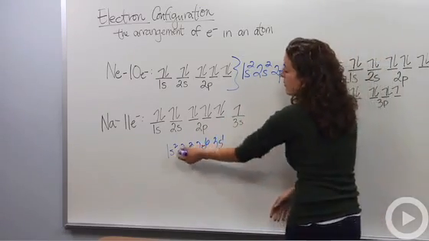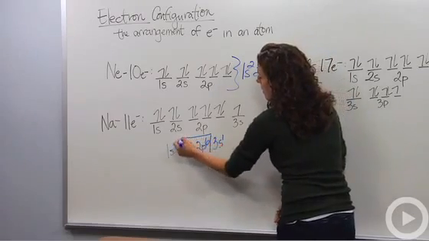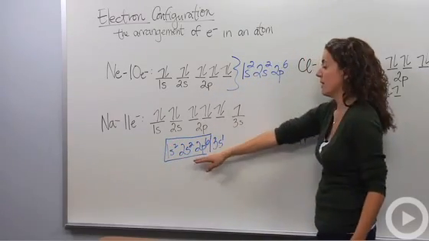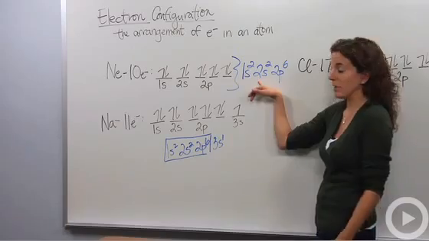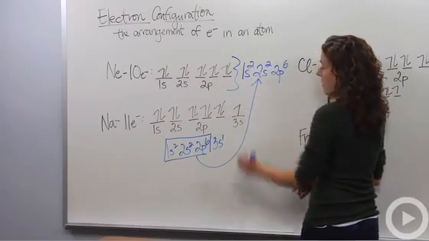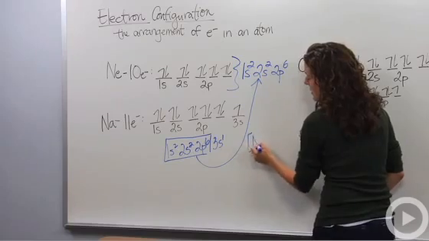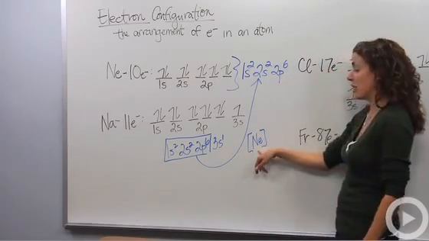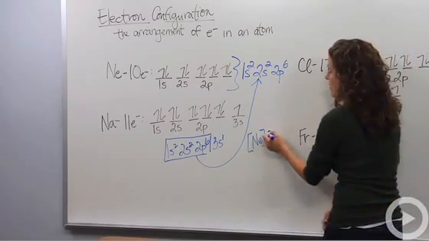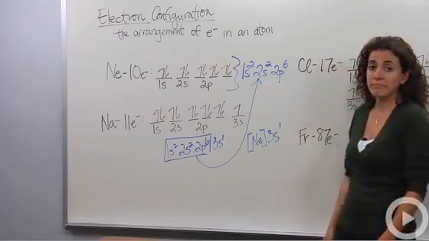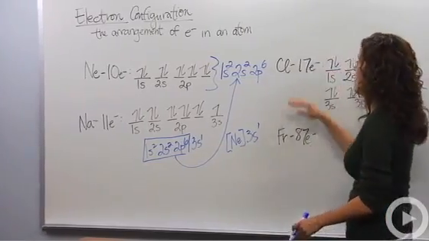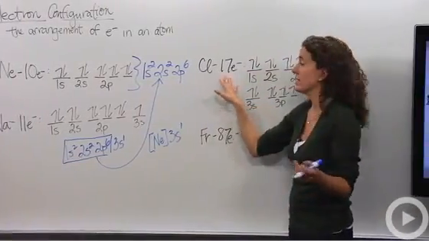Instead of having to rewrite this whole thing, notice that this electron configuration is identical to this one. They're the same. So instead of writing the whole thing again, I can just write that sodium has the same electron configuration as neon, plus a 3s1 electron. Easy enough.